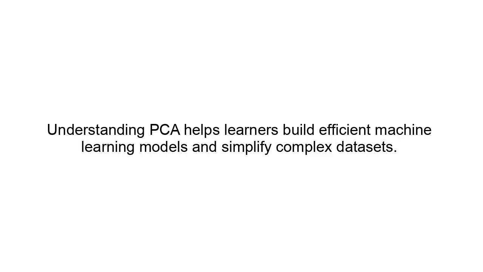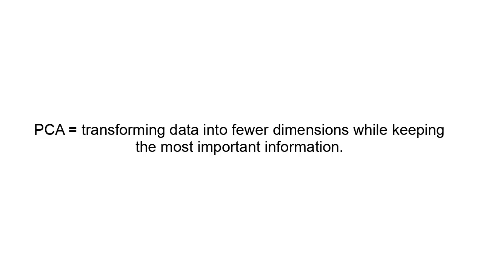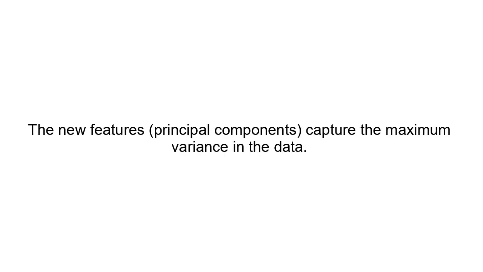What is PCA? Principal Component Analysis. PCA is a dimensionality reduction technique that transforms a dataset into a new set of variables called principal components. In simple words, PCA equals transforming data into fewer dimensions while keeping the most important information. Example concept. High-dimensional data means PCA means reduced dimensions. The new features, principal components, capture the maximum variance in the data.